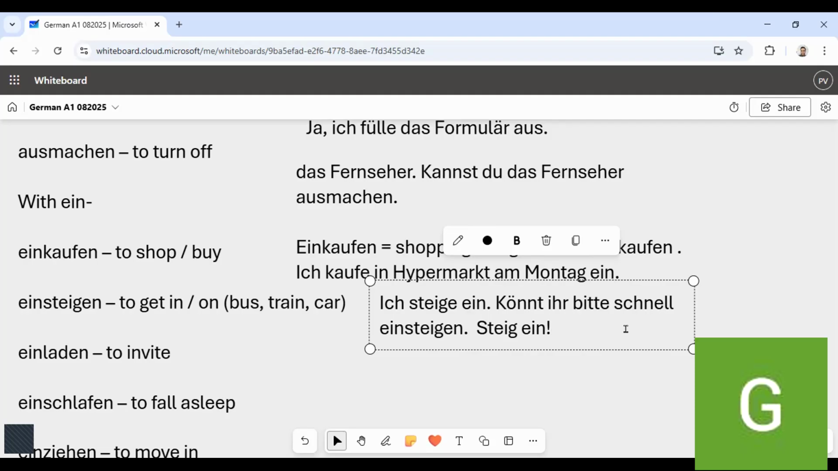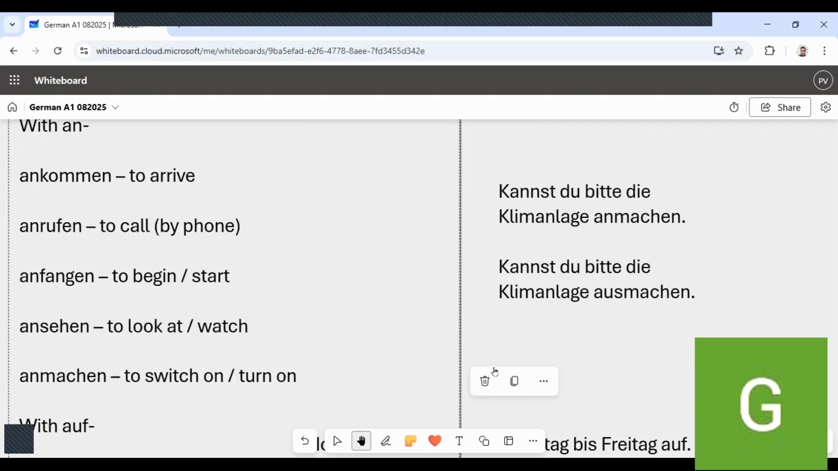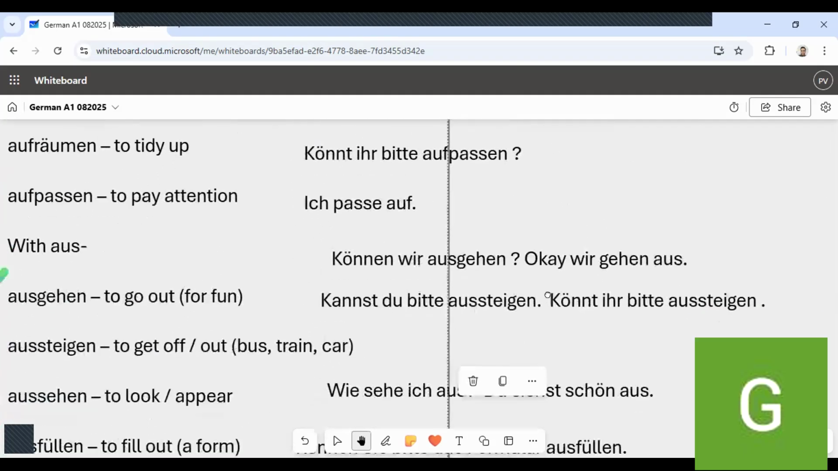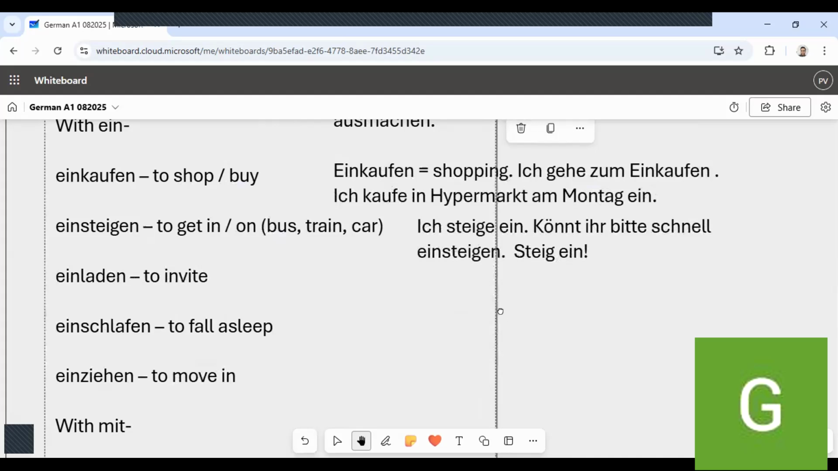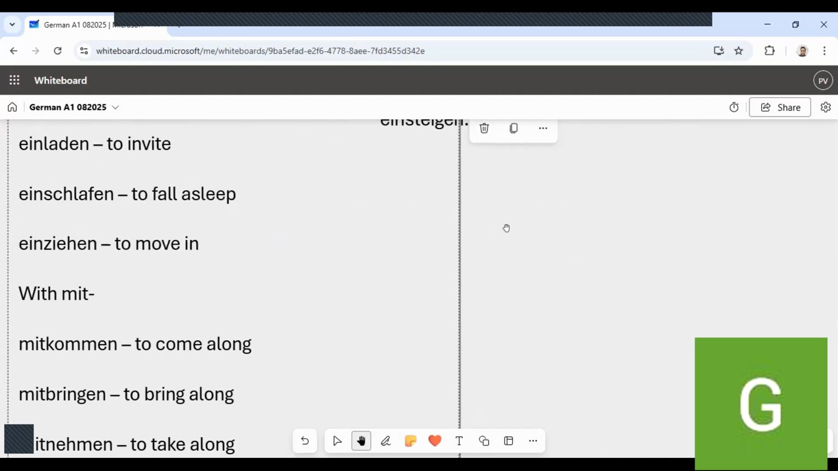Okay. Einladen, I already explained. Einladen means to invite. So I will also send this list in your group. Einschlafen, to fall asleep. Einziehen, to move in.